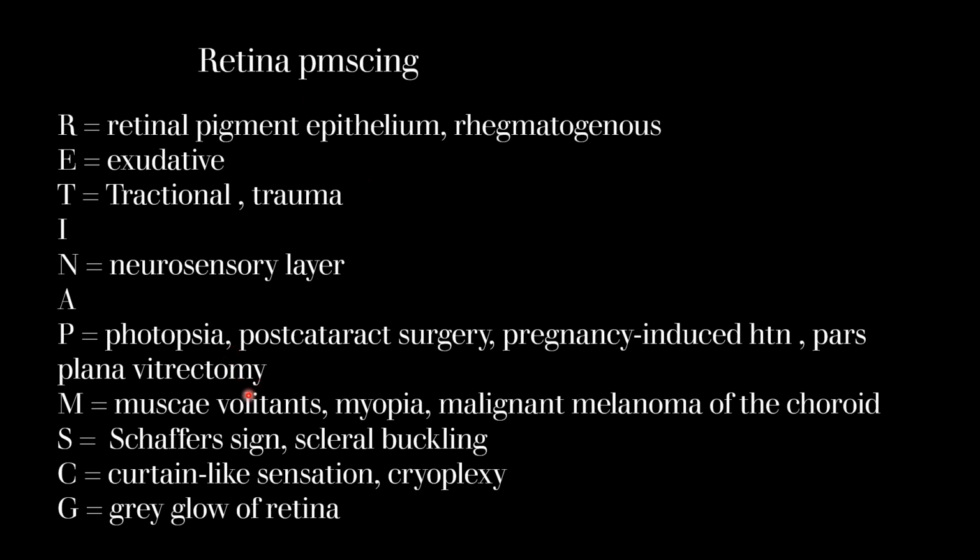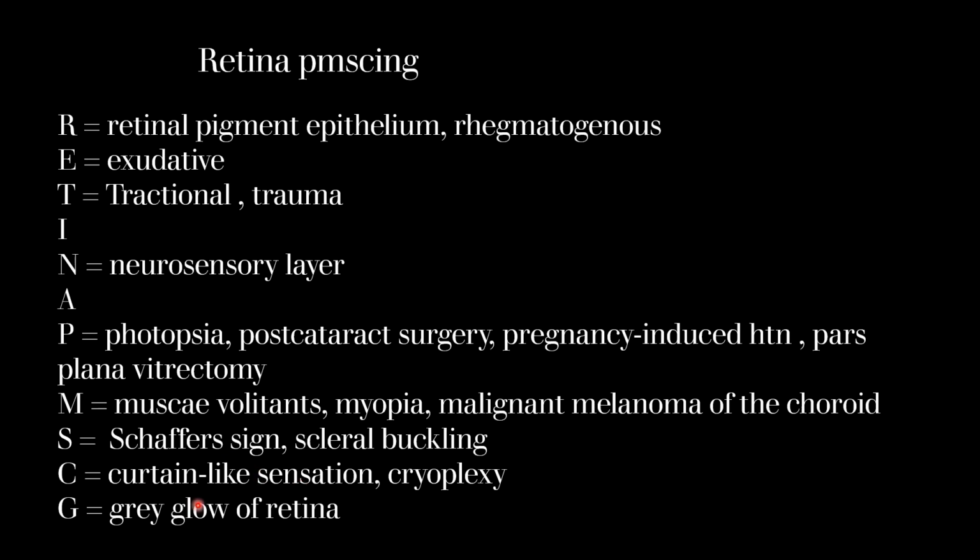I'm going to say muscae volitantes, like black floaters, something floating in front of your eyes. Muscae means housefly, so you feel like there's some housefly-like black thing floating in front of your eyes. That's called muscae volitantes, one of the features. The next feature is photopsia, a flashing sensation. So: photopsia, muscae volitantes, sapphire sign, and cotton-like sensations.